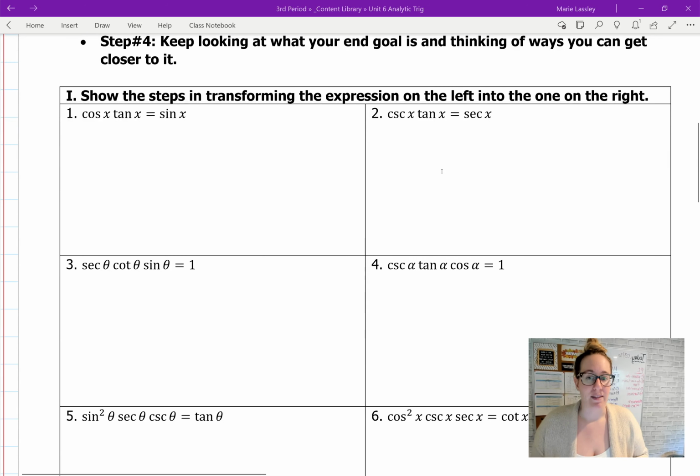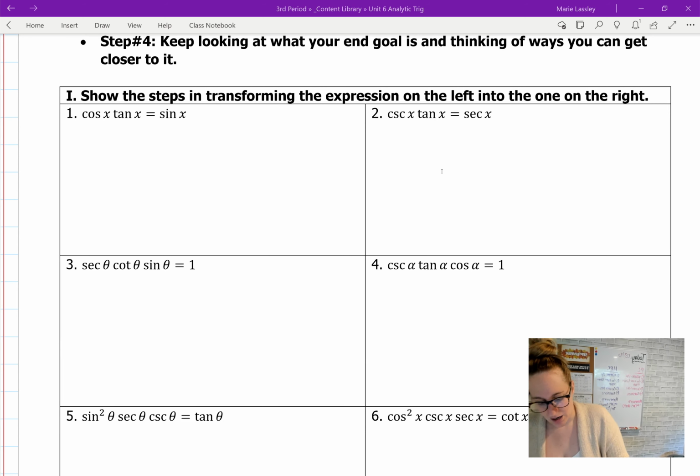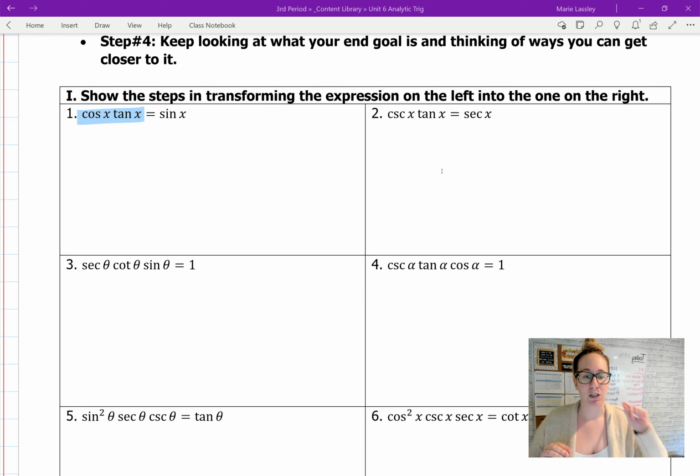All right, so number 1, like I said, we want to pick a side to work with. It's going to be the more complicated side. I'm looking at problem number 1, and I think the left-hand side looks a bit more complex. So I'm going to work with the left-hand side. My goal is to make the left-hand side look like the right-hand side. I'm not solving. I'm not trying to get x by itself. We will get to that part, but we're not there yet. We'll start solving end of next week or the week after, I think. We're just trying to manipulate our trig expressions.